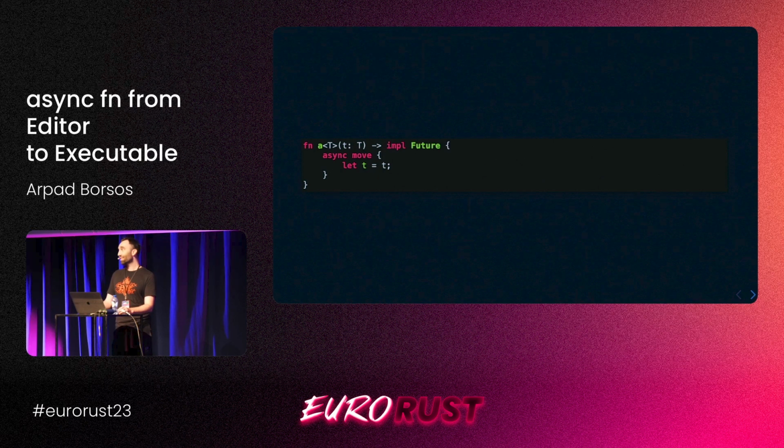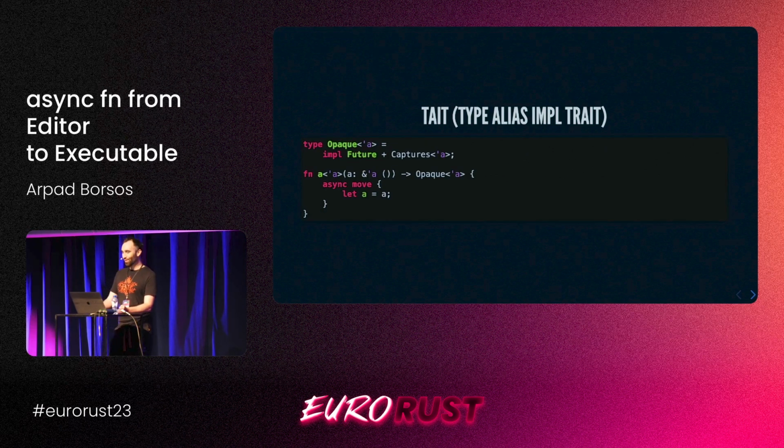And this here is still a very simplified view of things. In reality, it's a bit more complicated, and as far as I understand, and the types team might correct me later on, it looks more like a type alias impl trait. So you have some opaque type that implements Future and also captures all of the lifetimes, which, as we have heard, might change in the future as well.